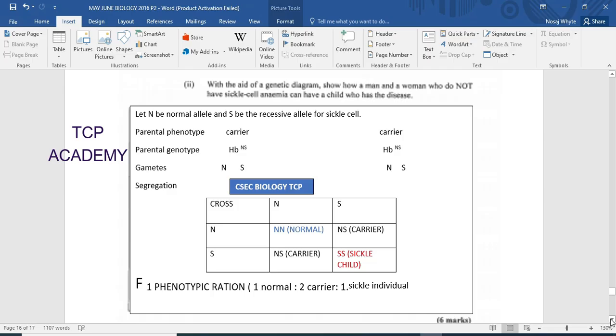Now it is at this point you might do those cross things, as students call it, or you might use the Punnett square. Here we are using the Punnett square, and it doesn't really matter whether it's a male or female, we're just looking at recessiveness. So what we did, we placed one set of the N and the S here, and another set of the N and the S here.